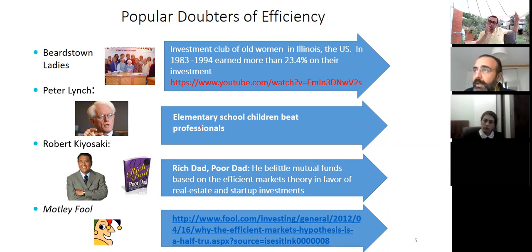A few years ago, again, we had an elementary school child who became a millionaire by trading the pink sheet and other forms of the doubter of efficiency of the market.